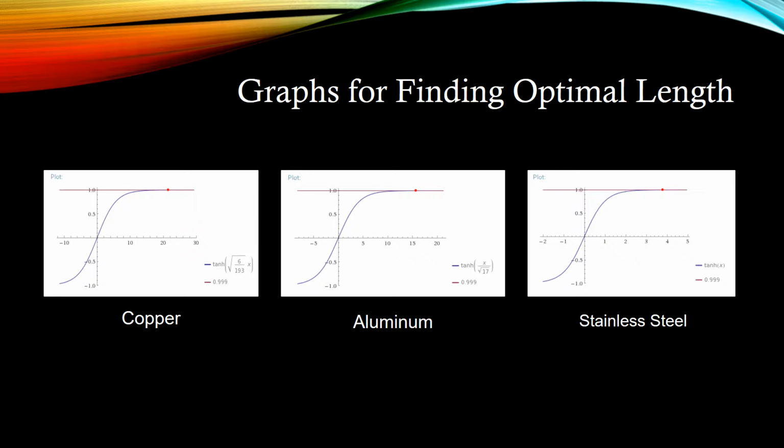Here are the graphs from Wolfram Alpha for each material. We approximated that an optimal length for copper would be 7 meters, an optimal length for aluminum would be 6 meters, and an optimal length for stainless steel would be 2 meters.